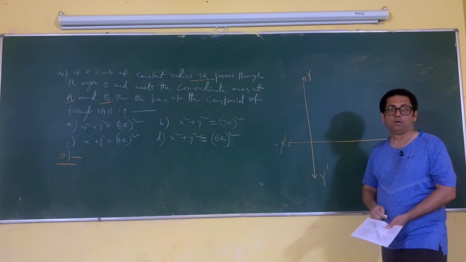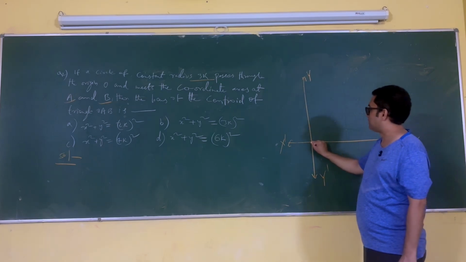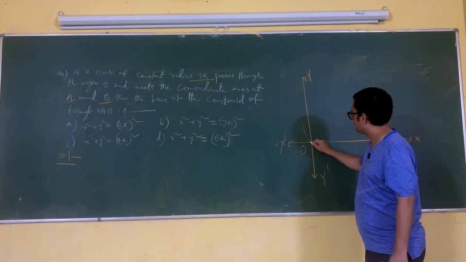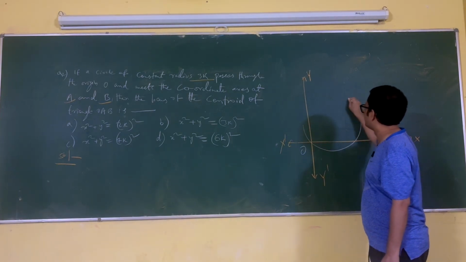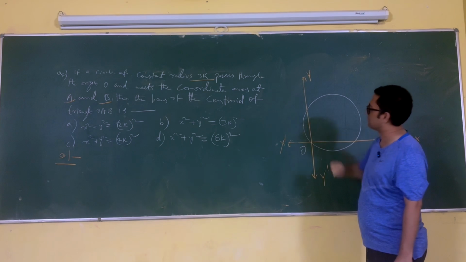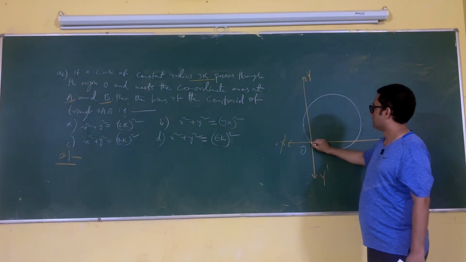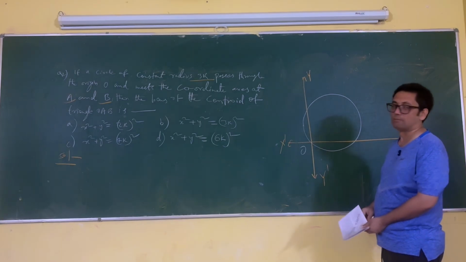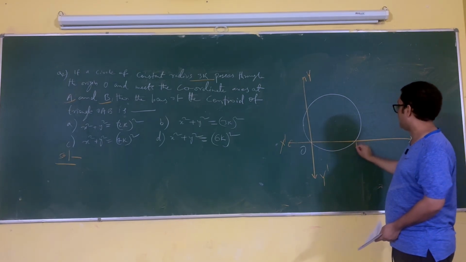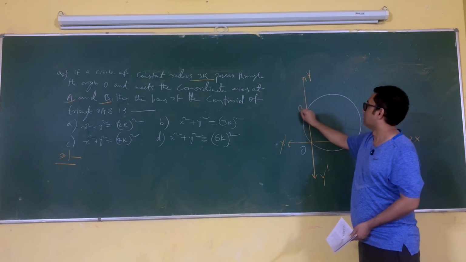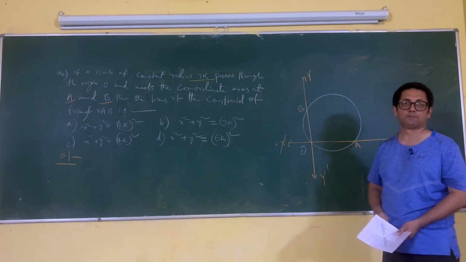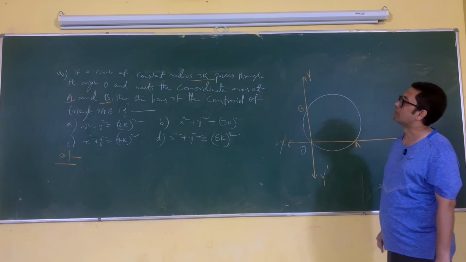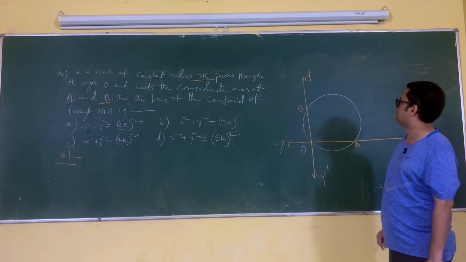Here the circle is passing through the origin, so the circle will be like this, and also it has intercepts on the x and y axes. So this is how we can draw the figure. So here A and B are the points where it is intercepting on the x and y axes. The radius is given as 3k.